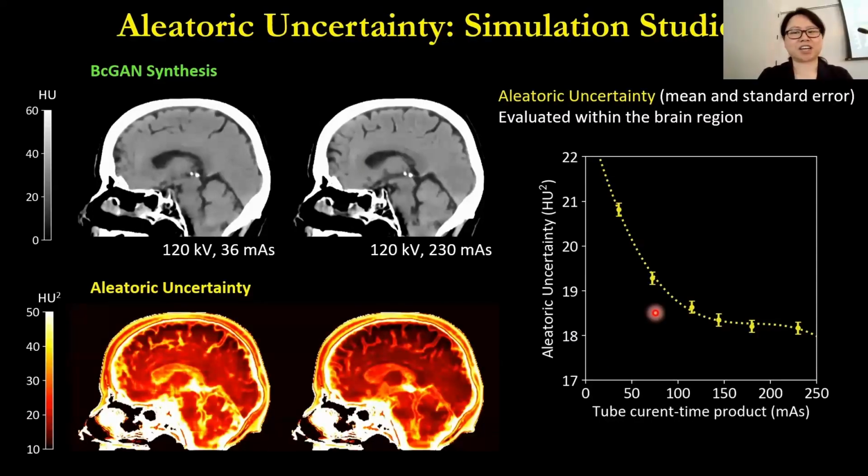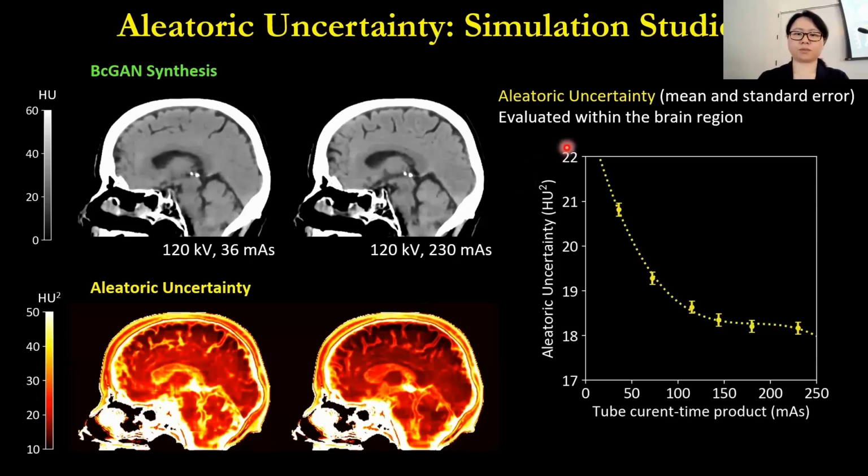So as a sanity check, we tested our trained BCGAN network using simulated cone beam CT data at various dose levels. And this is the resulting synthetic image and aleatoric uncertainty map estimated at 36 mAs and 330 mAs. And we can see that the synthesis performance improved a little bit by showing more detailed structures in the higher dose. And also the aleatoric uncertainty is generally lower.